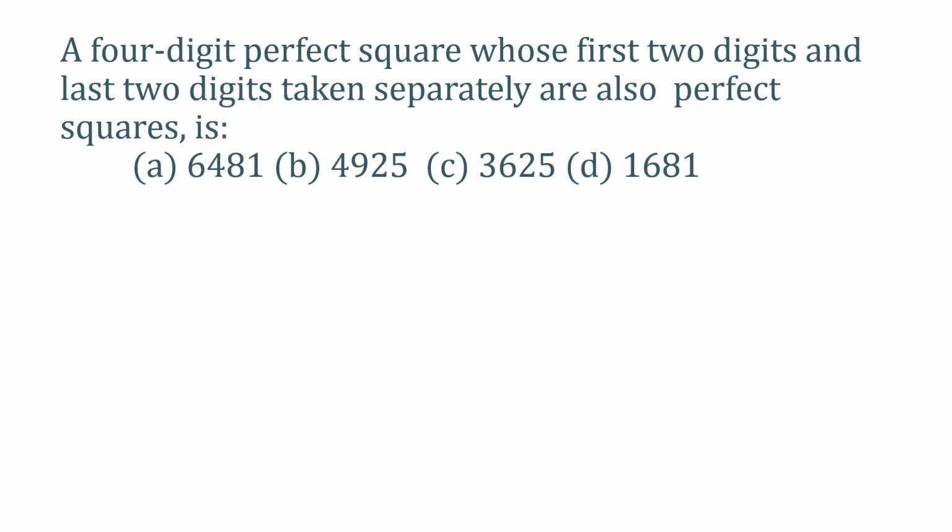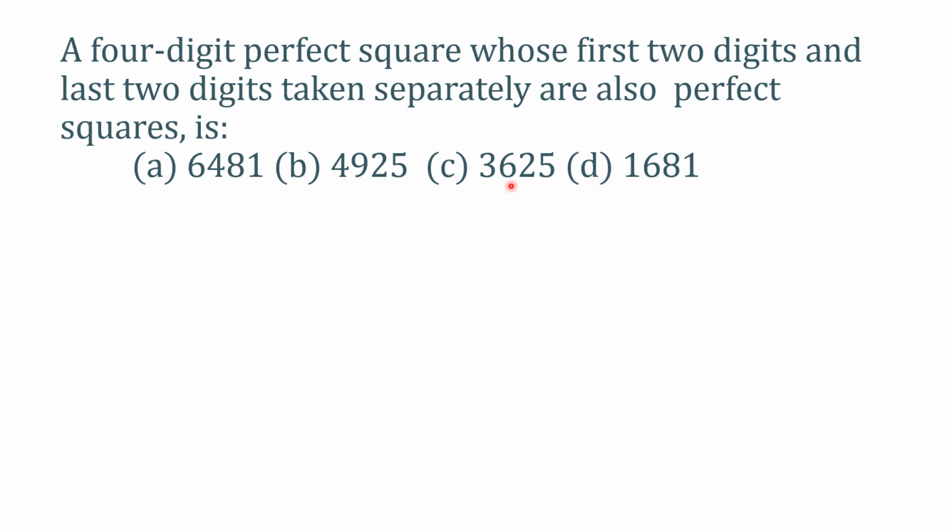Today, let's see an Olympiad question. A 4-digit perfect square whose first two digits and last two digits taken separately are also perfect squares is. So you have to find out among these which one is a perfect square, among these first two digits and last two digits are also perfect squares.